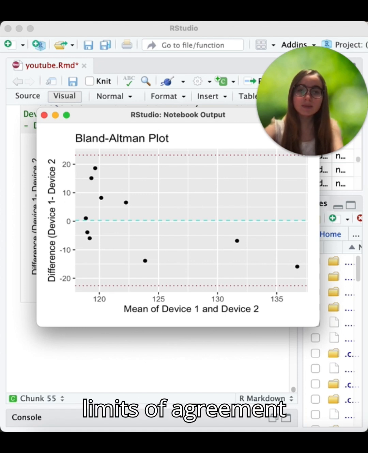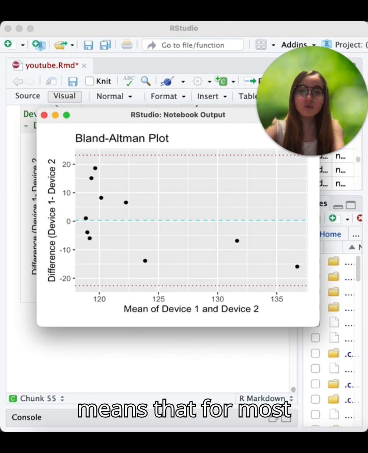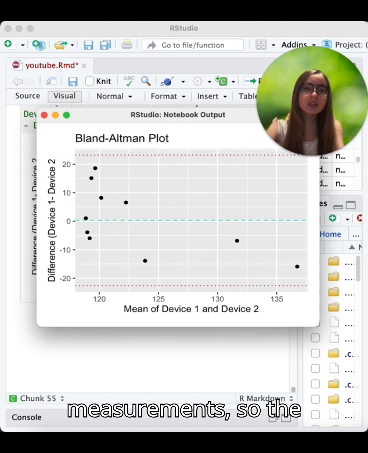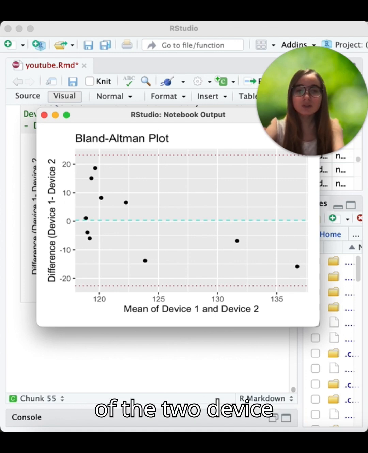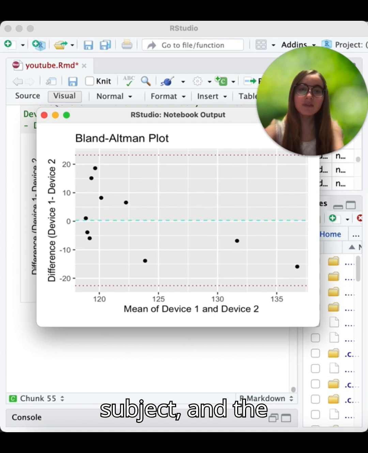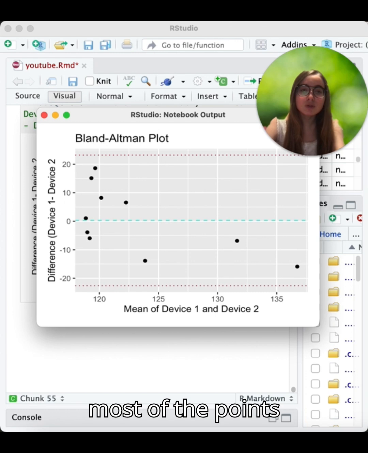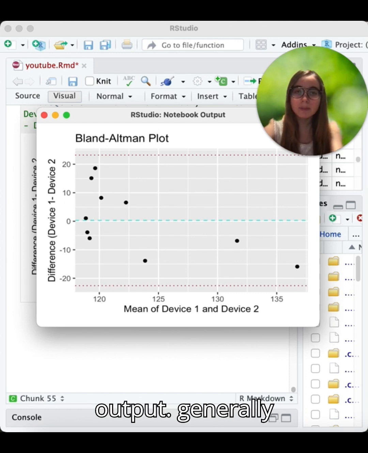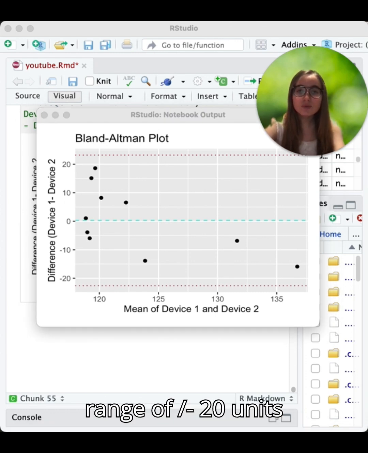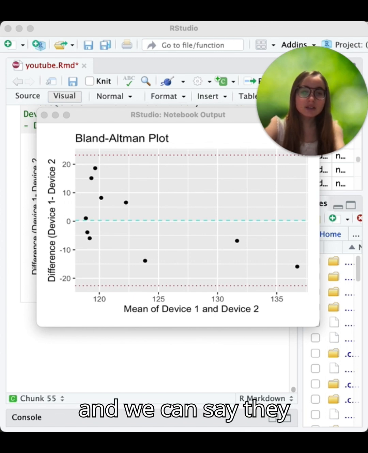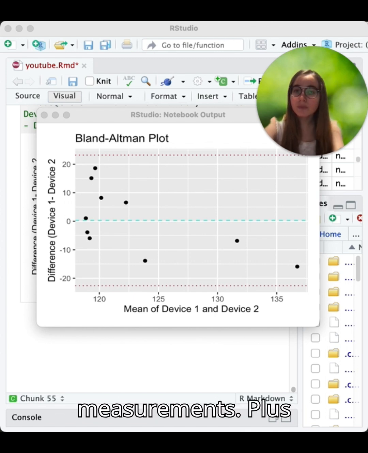And then in this case, the limits of agreement are around plus 20 and minus 20 on the y-axis. This means that for most subjects, the difference between device 1 and device 2 is expected to lie between minus 20 and plus 20. And each black dot represents a subject's measurements, so the x-axis position of each dot is the mean of the two device measurements for that subject, and the y-axis position is the difference between the two measurements. So we can say here that most of the points generally agree within the range of plus minus 20 units, and we can say they produce comparable measurements.